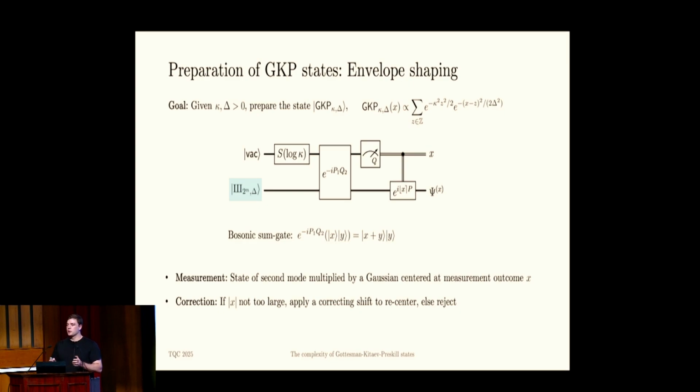So if the absolute value of x is not too large, we can correct for this by recentering this. So we perform a displacement depending on the measurement outcome. But of course, if x is too large, then recentering does not guarantee being close to the target state, because then the tails are no longer balanced, and we are far away from the target state in trace distance.